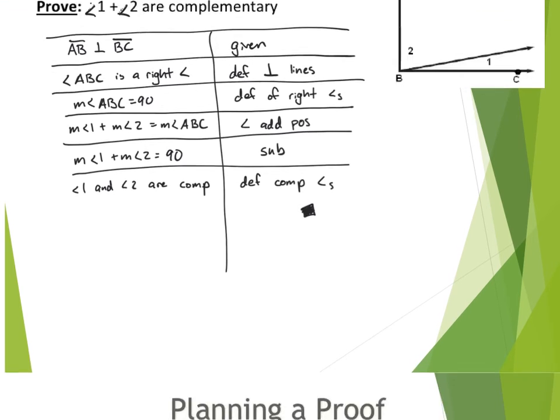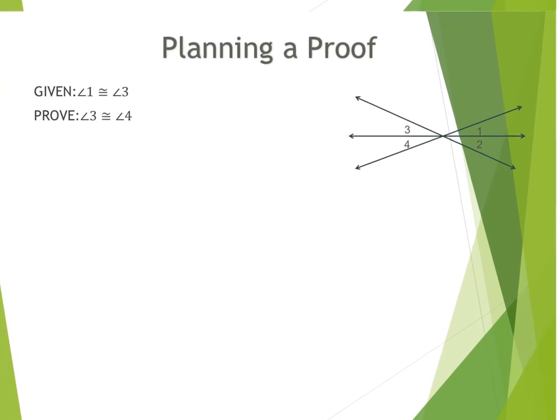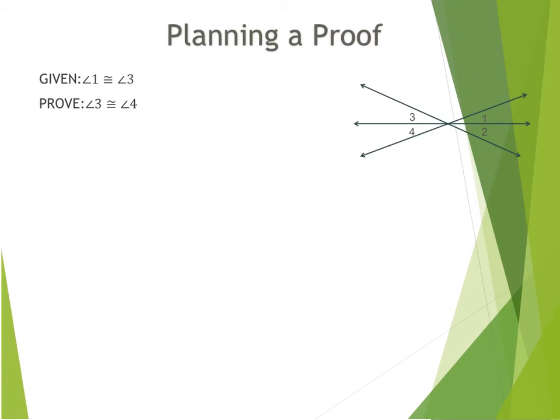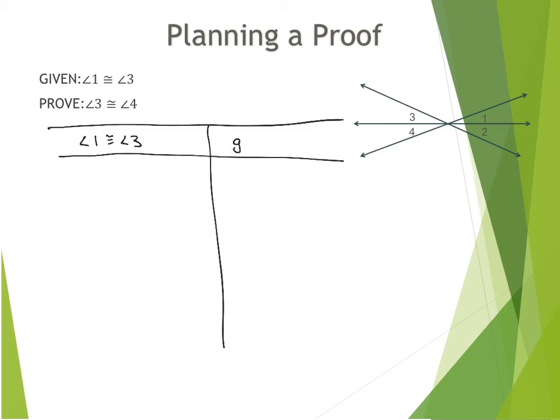All right, last proof. This one is on vertical angles. And it's another one we learned about last class. So go ahead, pause the video, see what you got. All right, here we go. So first I have angle 1 is congruent to angle 3. This is my given. I'm going to annotate my picture because that might help me. So angle 1 is congruent to angle 3.